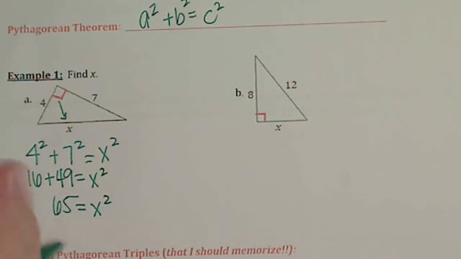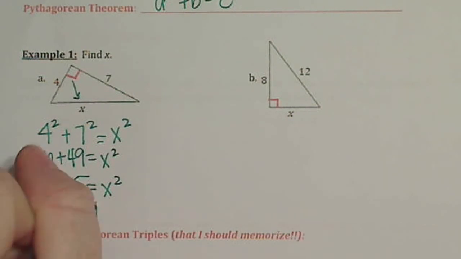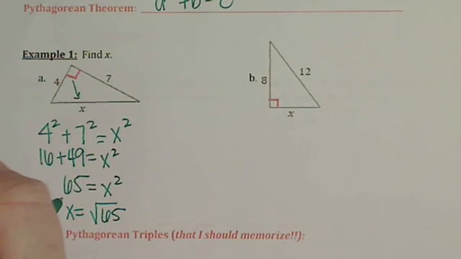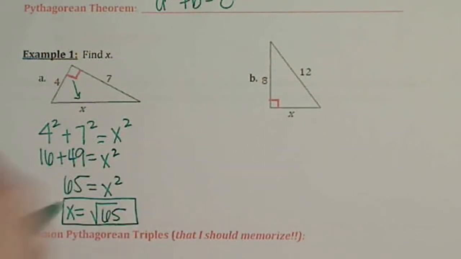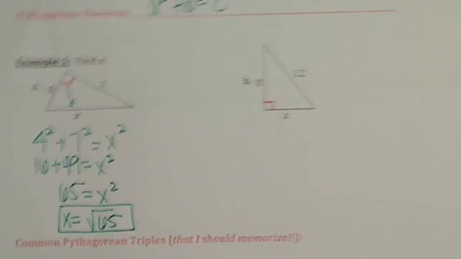Well, 65, if we square root it, if you put it in your calculator, you'll notice it's not a very nice decimal. So instead of writing down a rounded answer, we want it to be accurate. It doesn't say to round anything. So we're going to leave it in a radical. X is the square root of 65. And that's going to be our answer because that is exact.